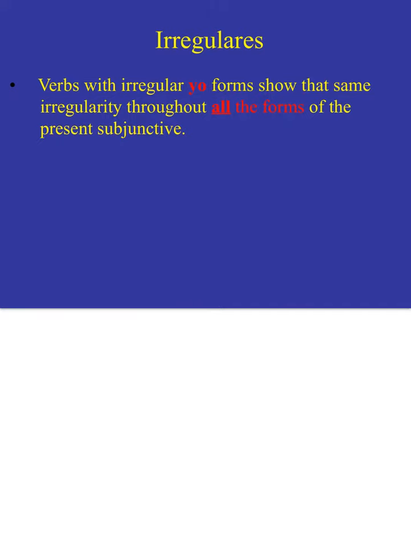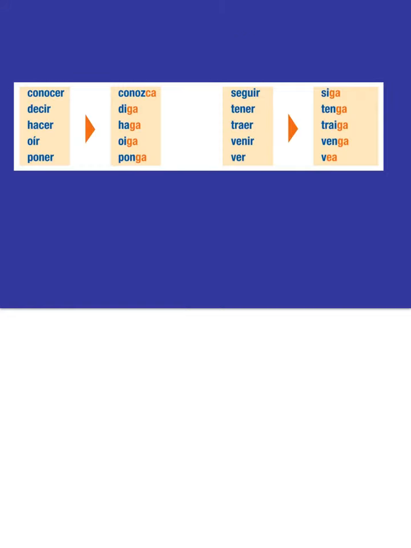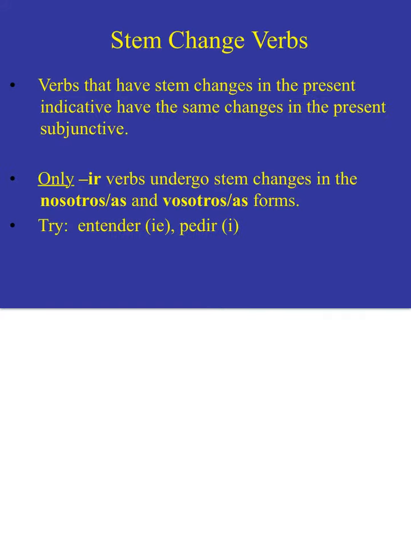Verbs with an irregular yo form show that same irregularity throughout all the forms in the present subjunctive. So they'd be in the yo, tú, él, usted, nosotros, vosotros, ellos, ellas, ustedes forms. Verbs like conocer, decir, hacer, oír, poner, seguir, tener, traer, venir, ver are some examples. That irregularity would go through all forms.